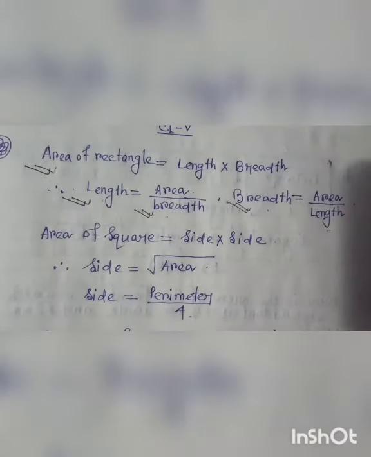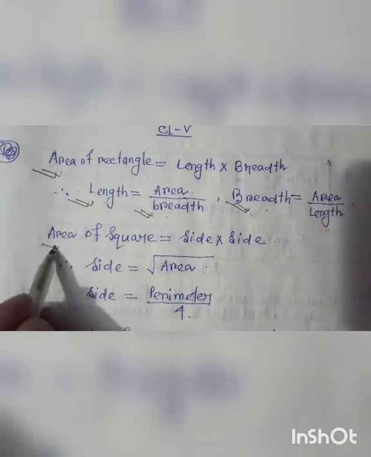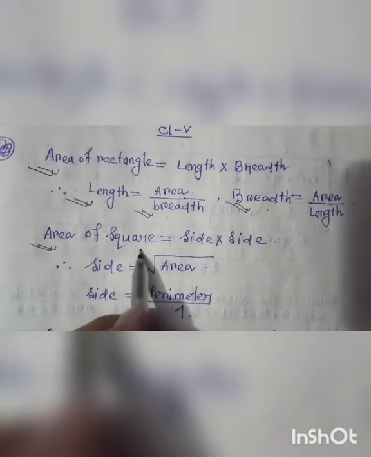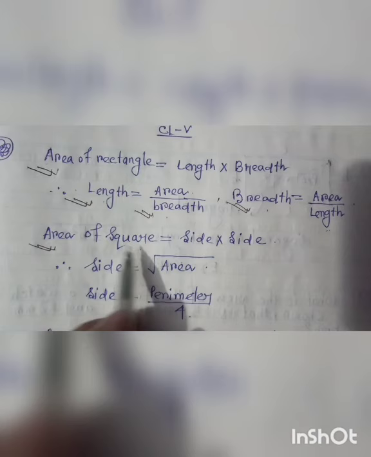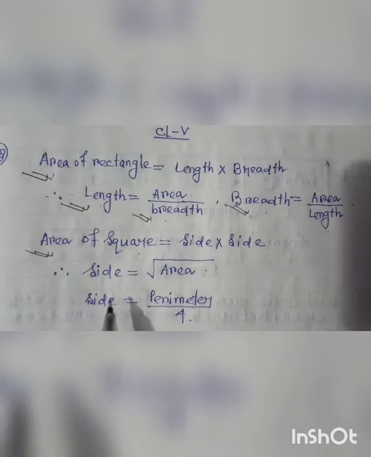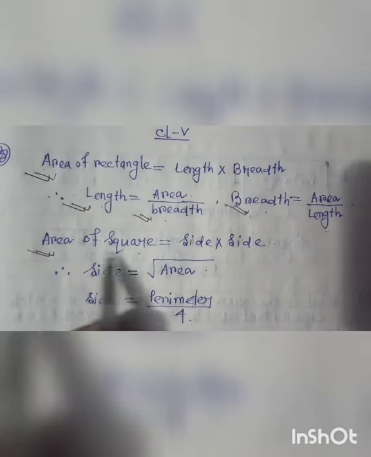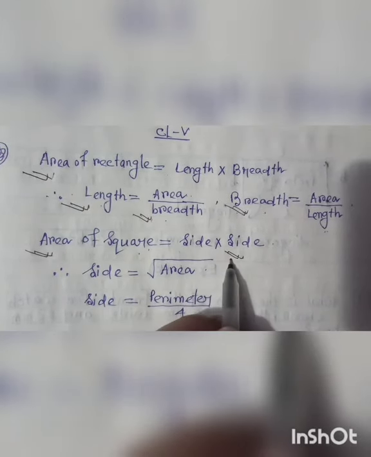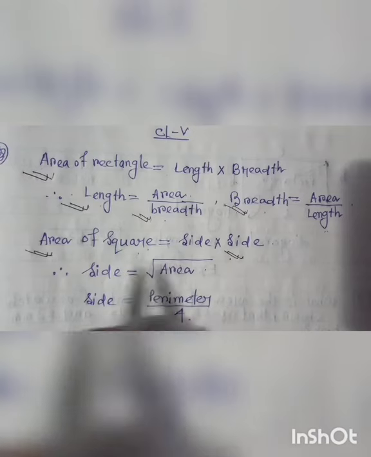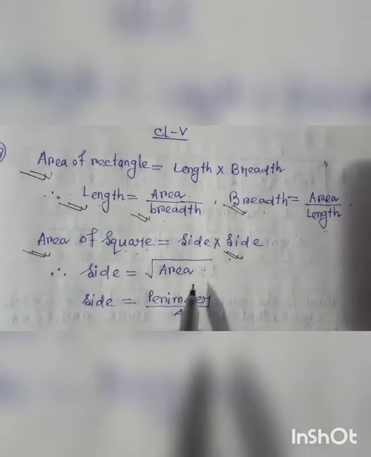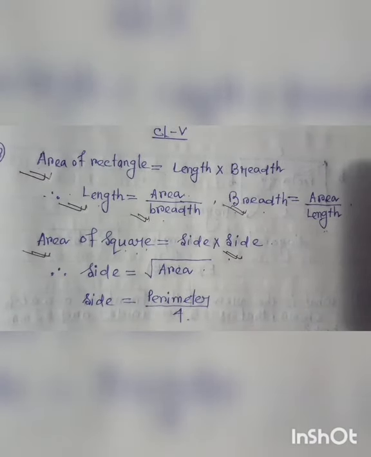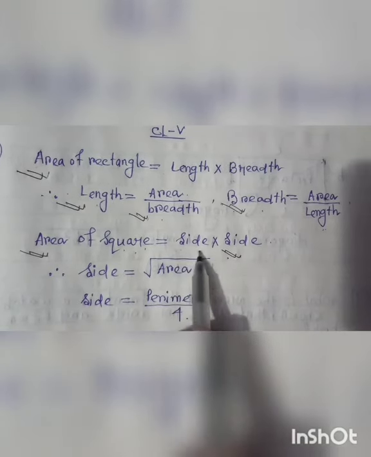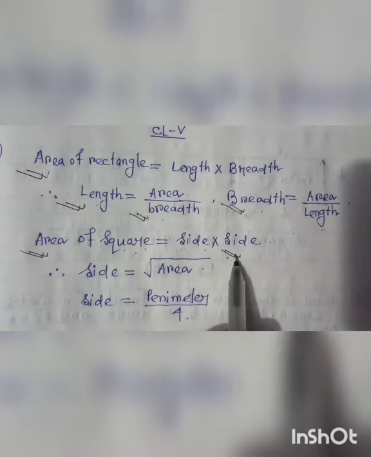Similarly, another plane figure is the square. So how to find the area of the square? We studied it in the previous class. Area of the square means side into side. That is why it is side into side, because in a square length and breadth are both the same. So in the horizontal and in the vertical, it is side into side.